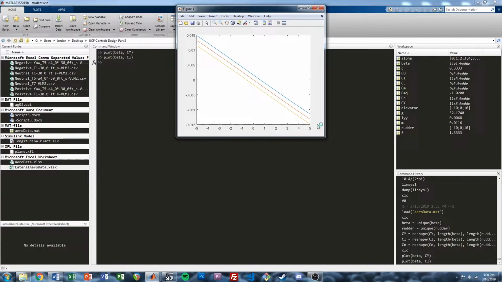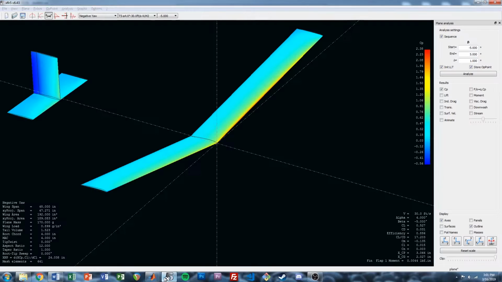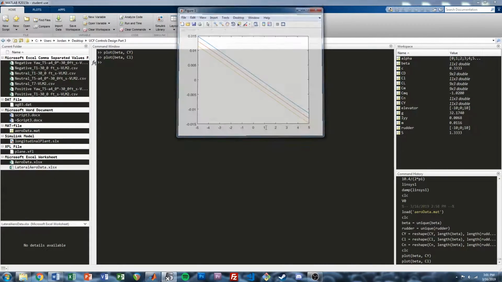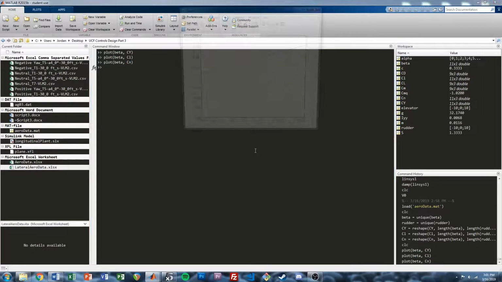So we see the negative slope like we saw before, with the negative rudder deflection being a little bit more positive than the positive. So I'm just going to double check that real quick. So here, this line is a little bit more positive, and that corresponds to our negative yaw. So I think that looks good. And then I'll plot CN.